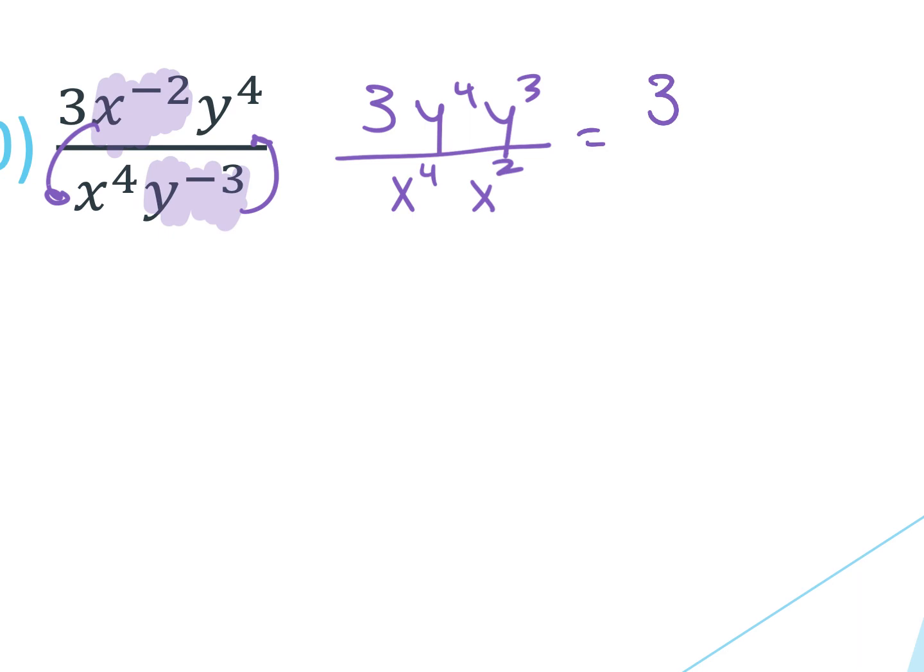How do I combine them? Add. Yes. So I would have y to what power? To the 7th power, and x to what power? To the 6th power. We add the exponents since we're multiplying. When you have 2 of the same exponents on the top, you add them together. If you had 1 on top, 1 on the bottom, if you're dividing them, that's when you subtract.